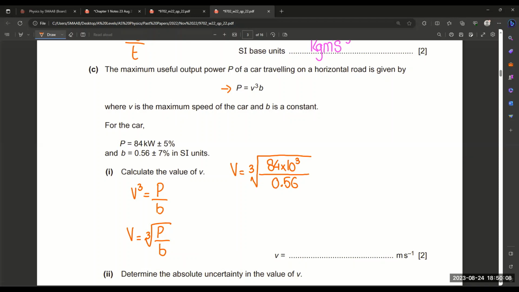I don't have my calculator right now. Okay, so your final value will be equal to 53 meter per second, right? So this is the final answer of V, and that is not a difficult part.